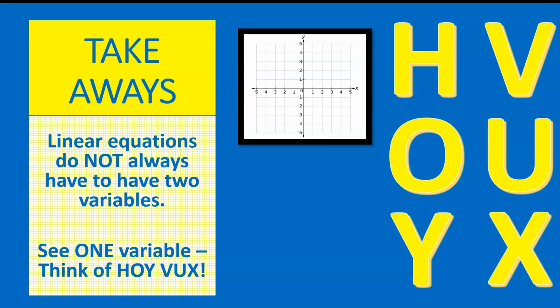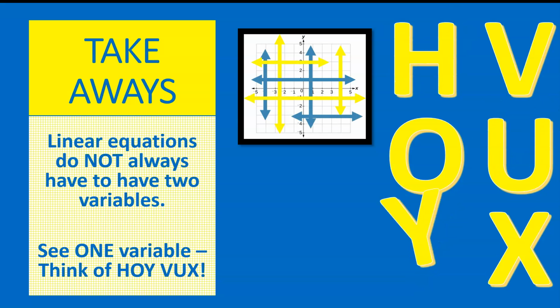Some of our takeaways are linear equations do not always have to have two variables. Sometimes you will only have one. So when you see one variable and it is to the first power, all you have to do is think about that HOI VUX, and then you will have a horizontal or vertical equation with a slope of undefined or 0.